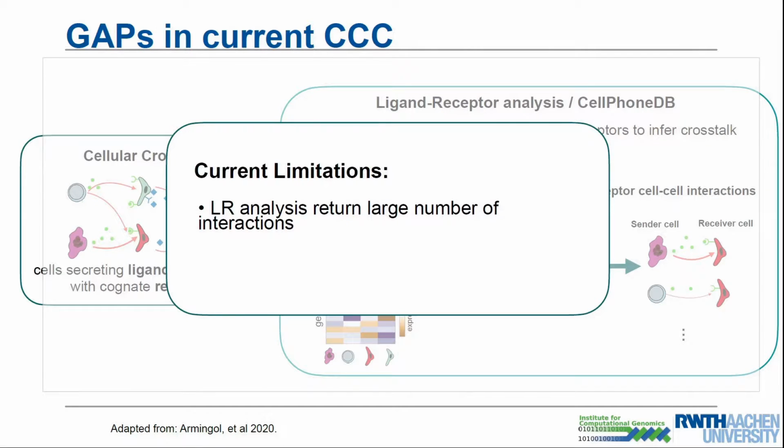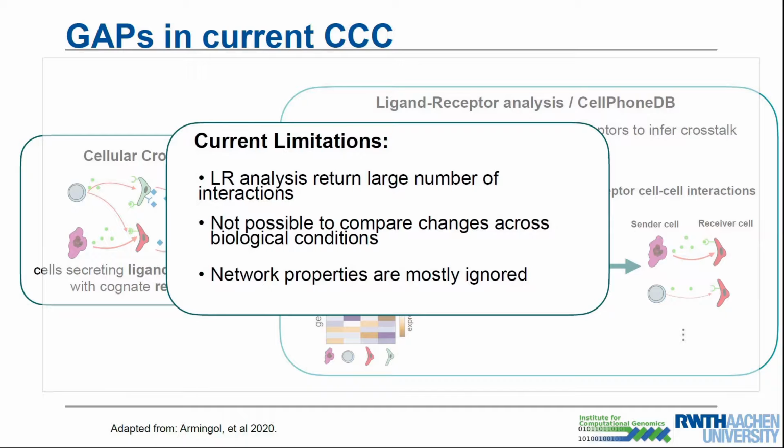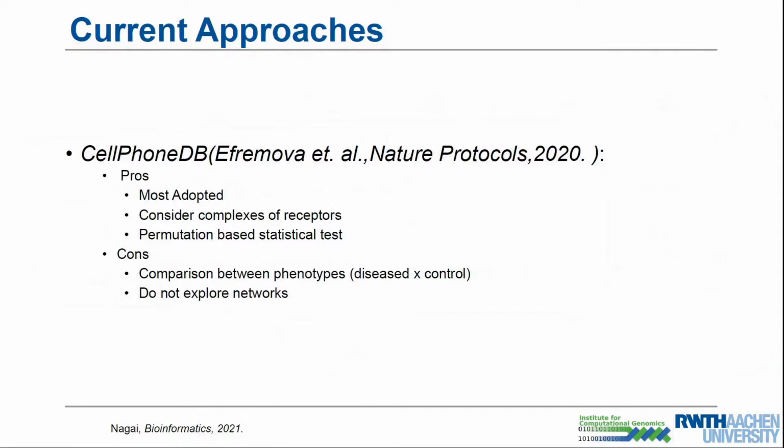Even though we have several methods that do the ligand receptor analysis, we have some limitations. Usually ligand receptor analysis returns a large number of interactions. It's not possible to compare changes across different biological conditions, and network properties are mostly ignored. Here we have two methods.